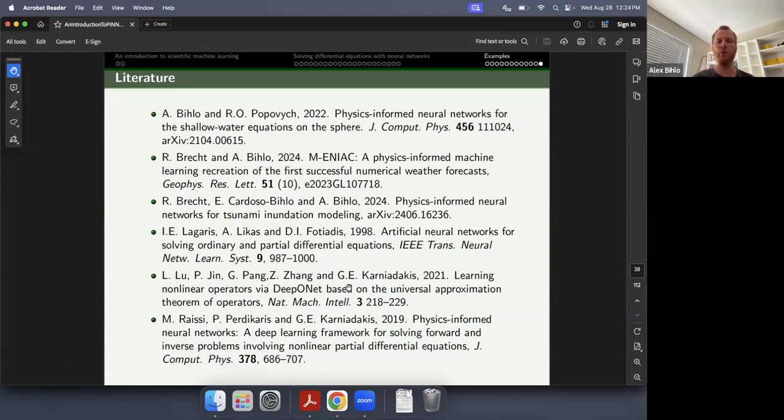The operator approach would be described in this paper here. And if you want to read more about how this can be done on solving equations in fluid mechanics, or on complicated domains like the sphere, or for tsunami problems, then these would be our papers. And I think I'll leave it with this, and if you have any questions, please just let me know.